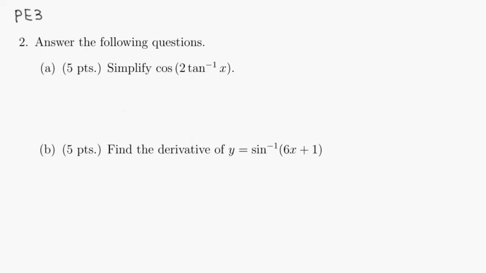Alright, let's look at practice exam 3, problem number 2, part A. We want to simplify cosine of 2 times arctangent of x. Alright, so let's do that.